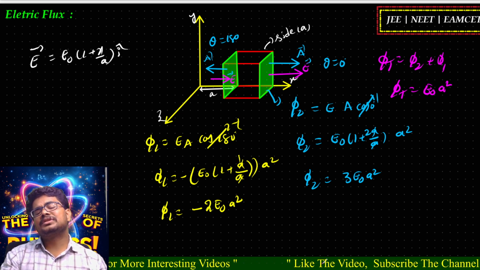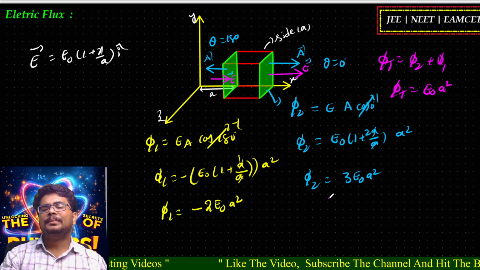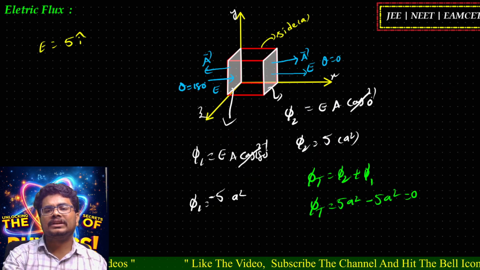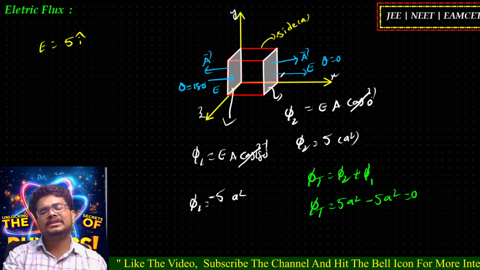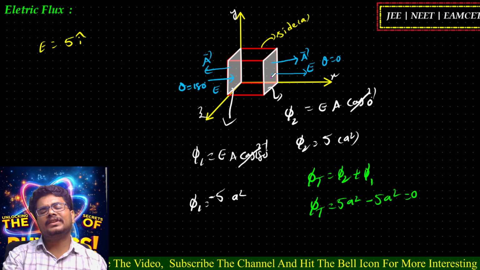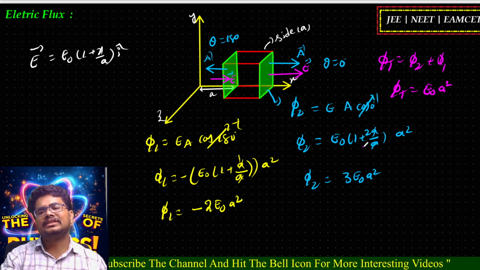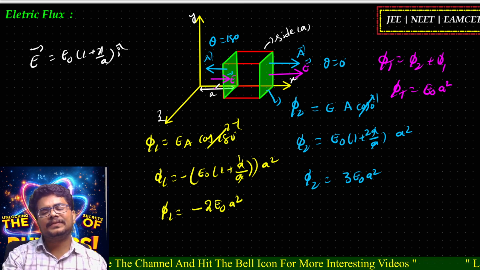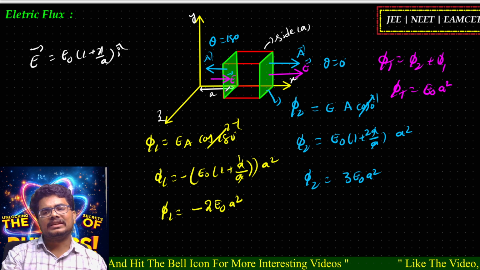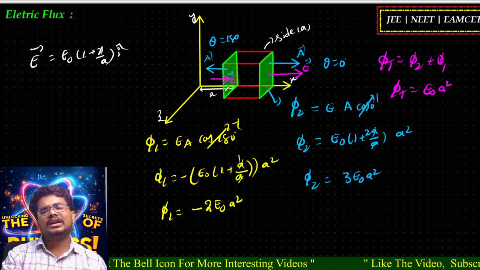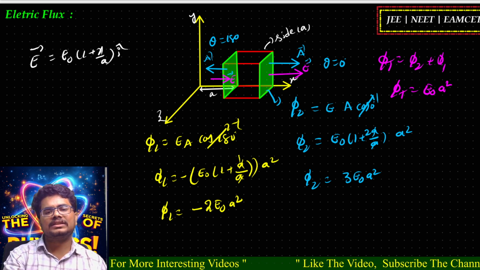Sir, in the earlier question we got net flux 0. In this case we got a nonzero flux. How? In the earlier question the electric field was constant: the same number of field lines entering and leaving, so the entering flux and leaving flux were the same and the net flux was 0. But in this example, the electric field at this face is 3 E naught and at this face 2 E naught, so the flux is different. The net flux is not equal to 0; the total flux is E naught a square. This is the answer for this question.